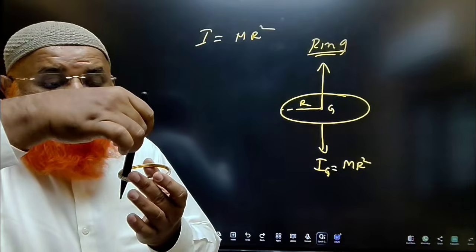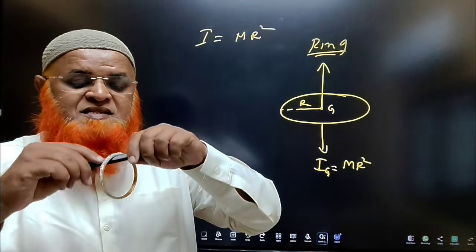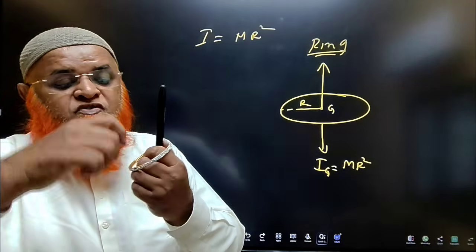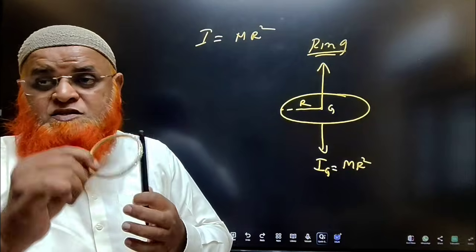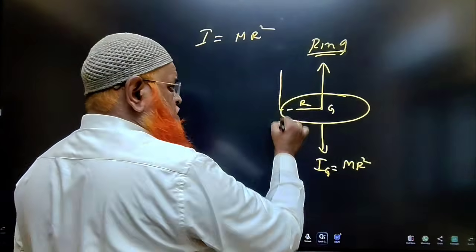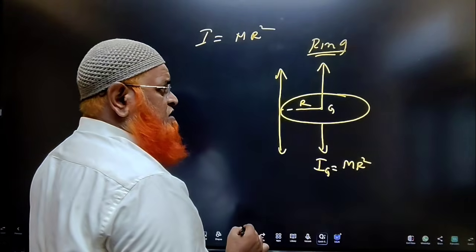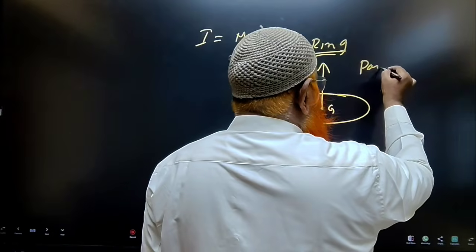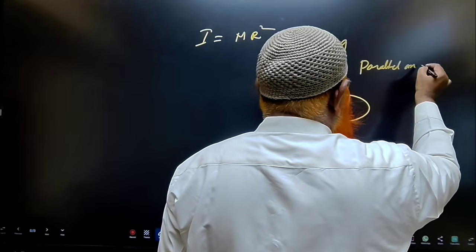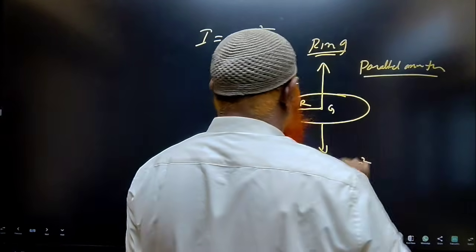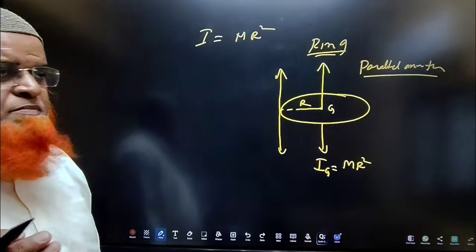Then what is the moment of inertia when you rotate the ring like this, from the edge? If this is an axis, what is the formula? There is one formula which is called the parallel axis theorem. I'm not going to show you any derivation. I'll give just a simple formula.